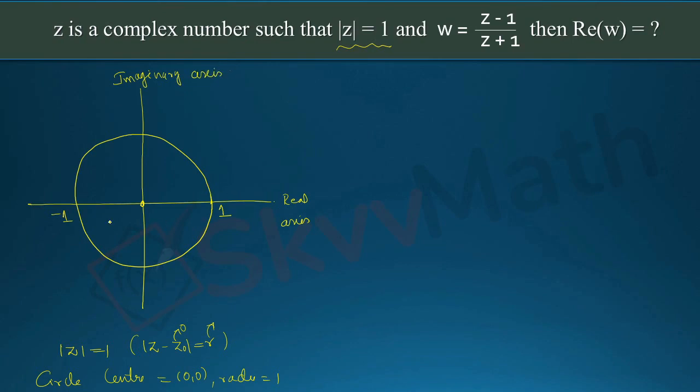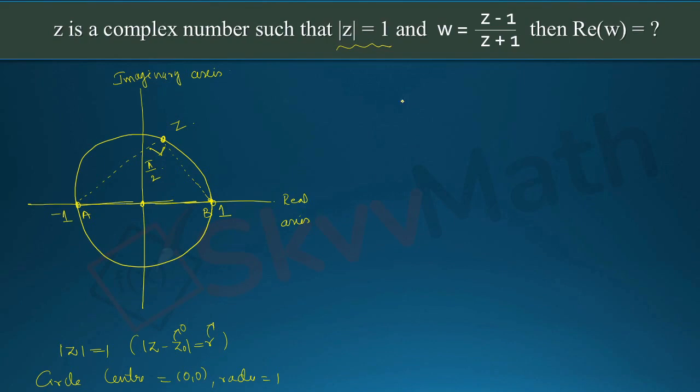So in this Argand plane, 1 and -1 are on the real axis, and |z| = 1 means z can be any point on the circle. So it is moving on the circle. Let us suppose somewhere I have z here. Now if I join this z with -1 and with 1, call this point A and this point B, AB is the diameter of the circle and this is the semicircle. In a semicircle the angle is always 90 degrees. So this angle in a semicircle is 90 degrees, or I can say pi by 2.